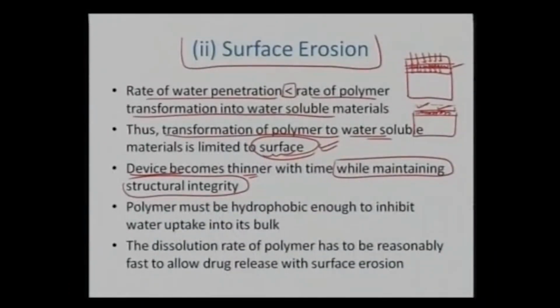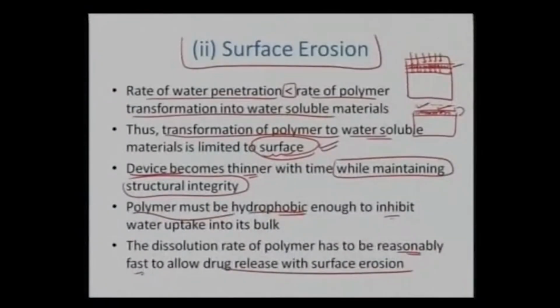So again, in this particular case, the polymer must be hydrophobic enough to repel water, to inhibit water intake into its bulk, or to let it go inside the inner part of the material. And again, the dissolution rate of the polymer has to be reasonably fast to allow drug release with surface erosion. So again, we need to control this dissolution, that has to be reasonably fast. Though it is hydrophobic in nature, the dissolution rate has to be good enough so that we can allow enough drug to be released within a certain time duration. So that is what is happening in this particular case.